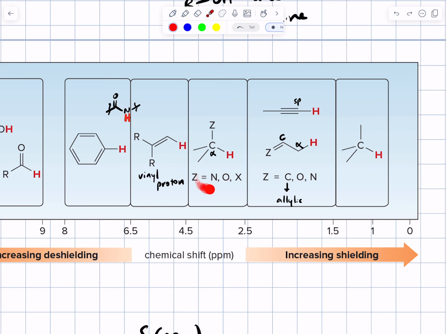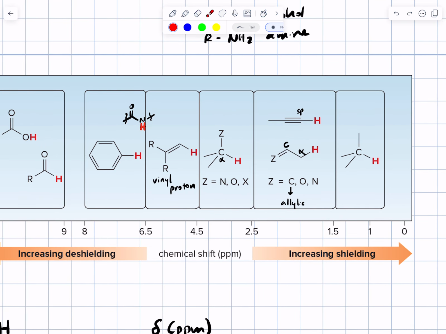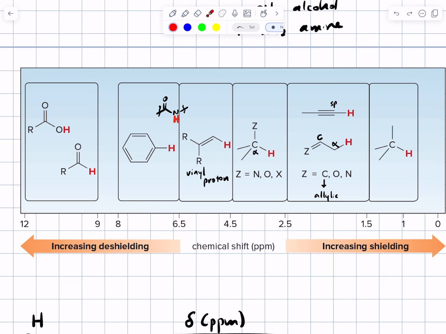We've already talked about protons that are alpha to electronegative heteroatoms. Protons attached to the sp2 hybridized carbon of an alkene, at the so-called vinyl position, vinyl protons, show up in the region of 4.5 to 6.5. And they're one of the few things that shows up in this region of the spectrum. So finding protons in this region of the spectrum can be an indicator for the presence of an alkene.